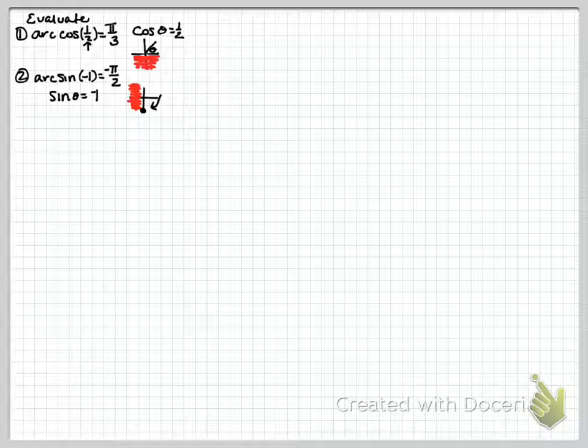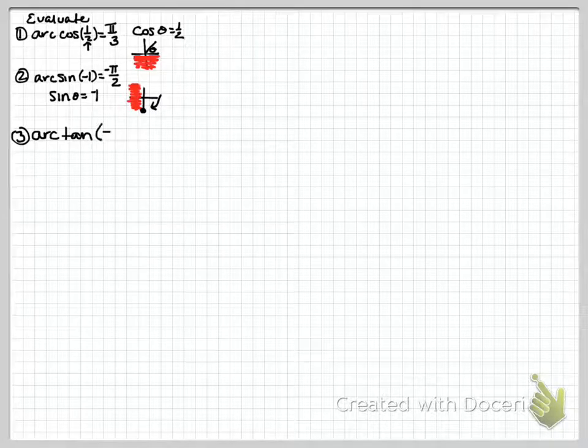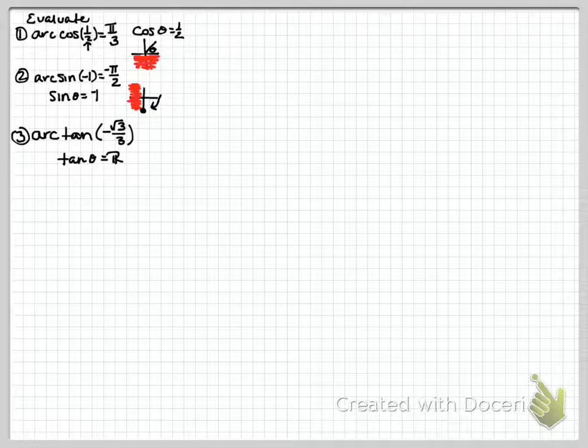Okay, for example 3. Arctan of -√3 over 3. Okay. So, can tangent equal -√3 over 3? Absolutely. Remember, tangent doesn't have a restriction. Tangent of theta can be any real number. It can be anything. So, -√3 over 3 can occur.